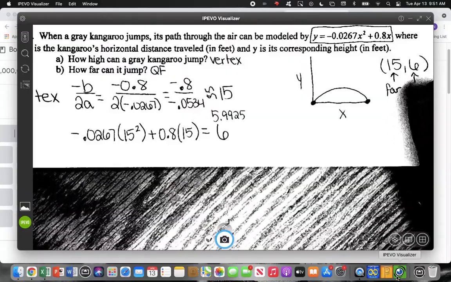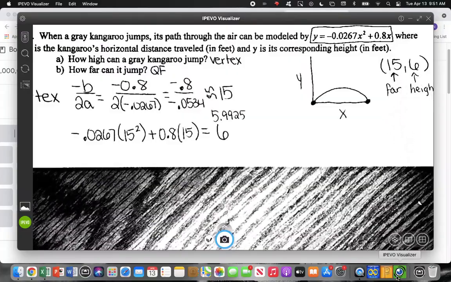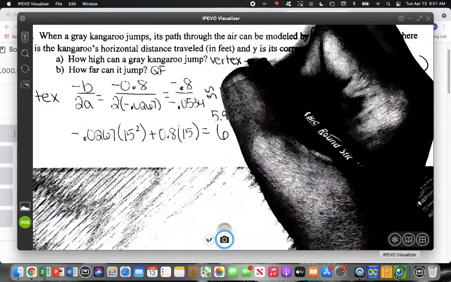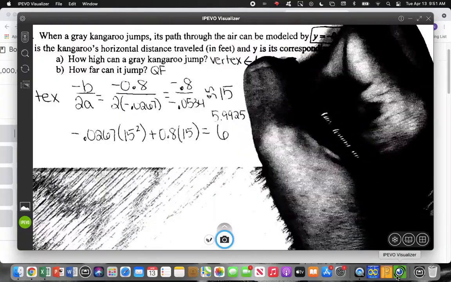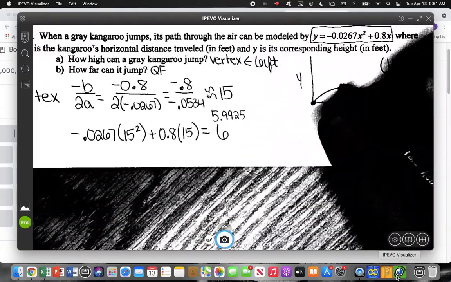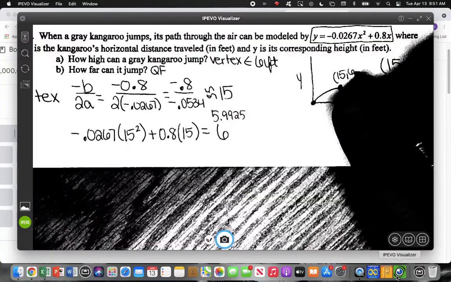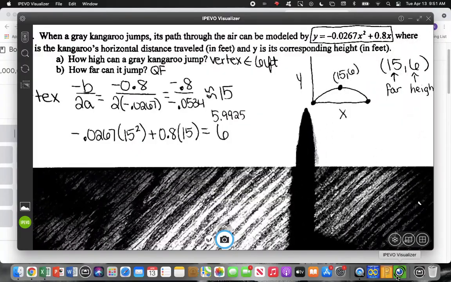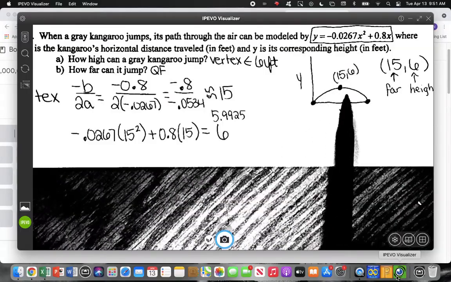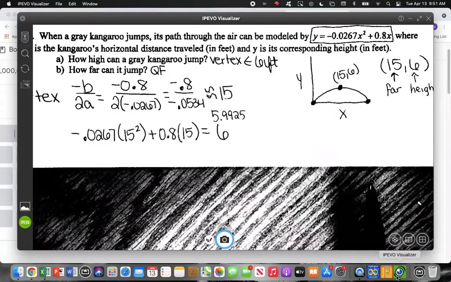So how high can a kangaroo jump? It would be 6 feet. So that's telling us here this is 15.6. So it said when it jumps up, it also jumps over. So it's going 6 feet up in the air but 15 feet across.